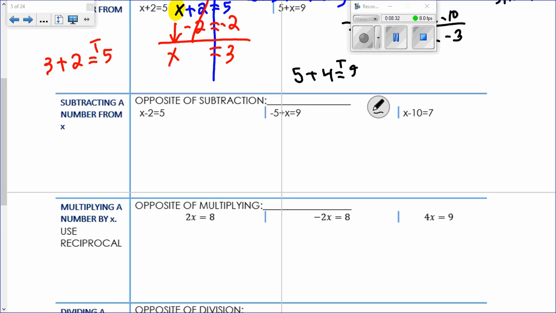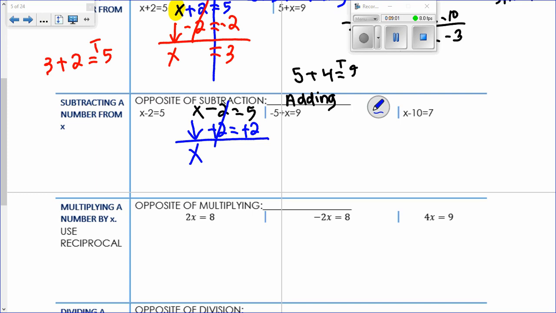Now, for subtracting the number from x, the opposite of subtraction is adding. So I'm going to add 2 to both sides. But remember, if you do that, you've got to rewrite the problem. Add 2 to both sides. Draw my line underneath. The results go underneath x.